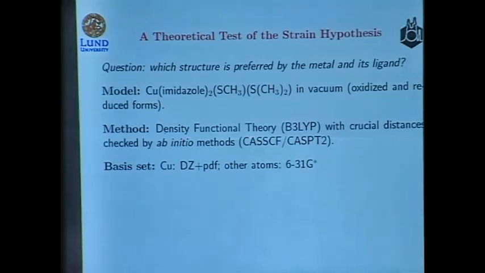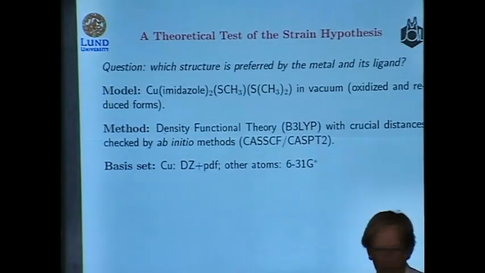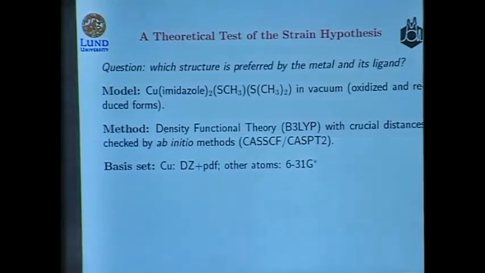This was then done with density functional theory, but density functional theory is a little bit shaky for metals. So it was tested with a more accurate method for the metal ligand distances. And I won't go into the details.